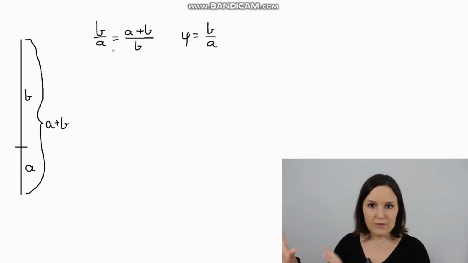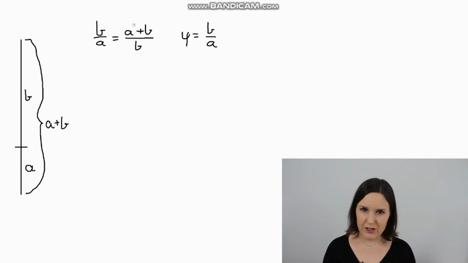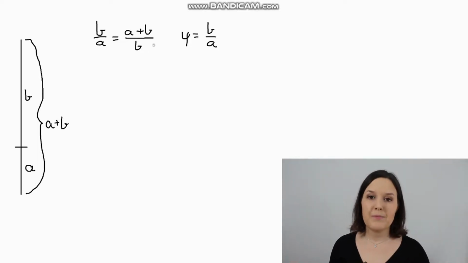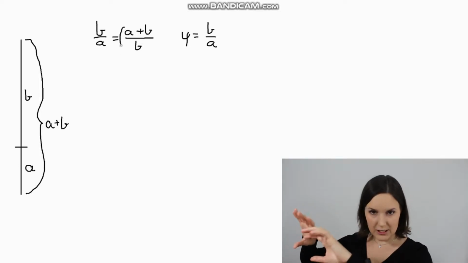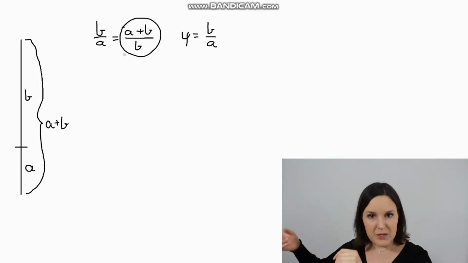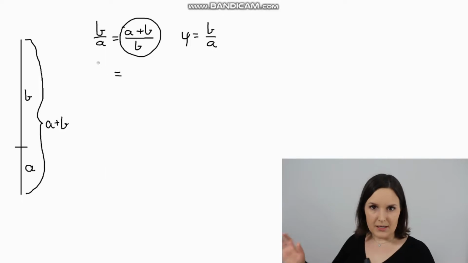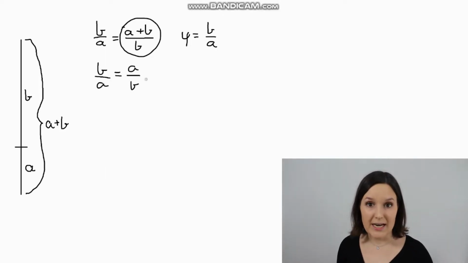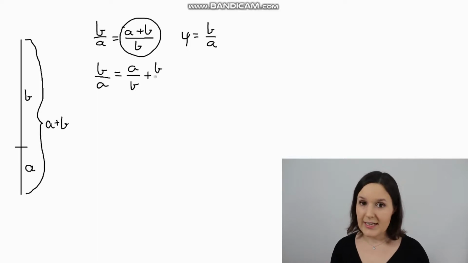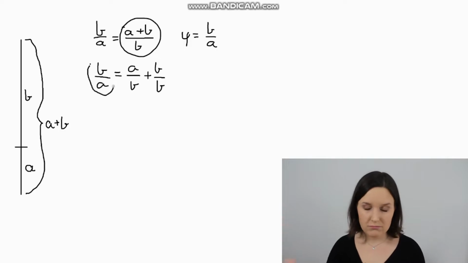Now, to solve this equation, to find this perfect ratio, I will have to split this fraction into two parts. A plus B over B is A over B plus B over B. Now the magic happens. I already said that B over A is phi. Okay, so this is phi. Easy.